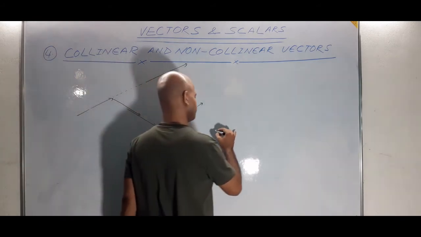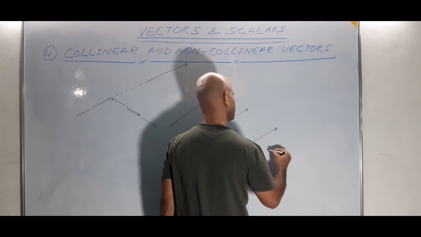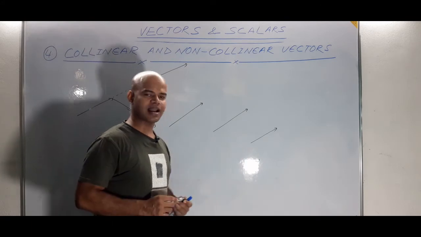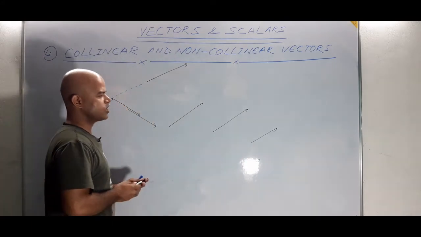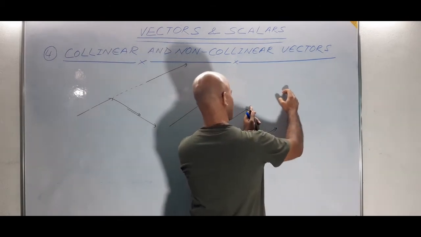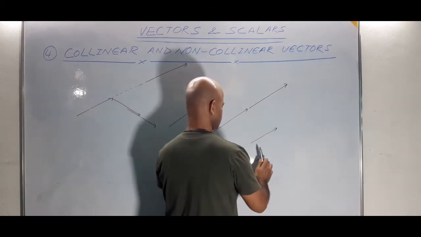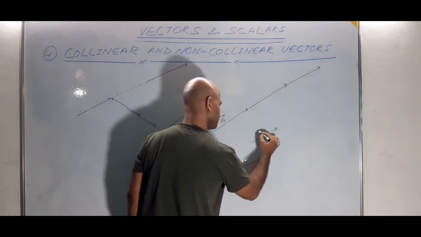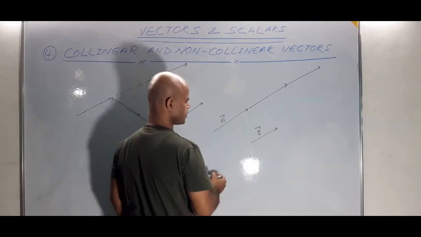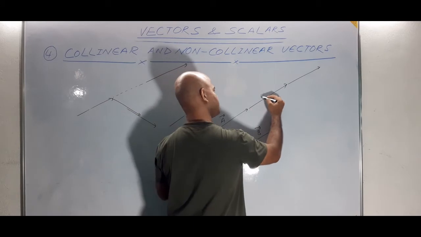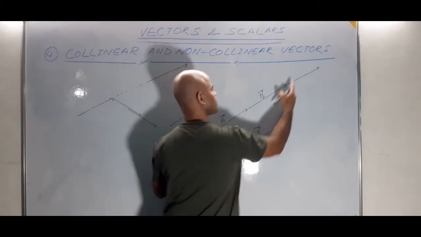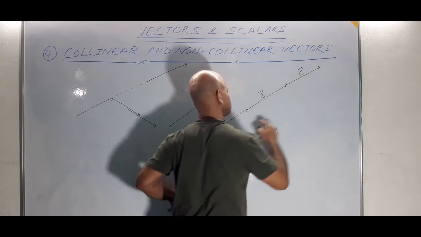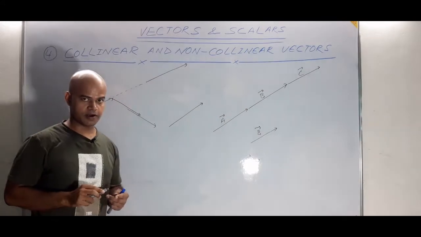Let's look at this example. This is one vector, this is another vector, and this is another vector. Assume all of them are parallel. Are they collinear? Yes, they are collinear, because this can be brought here by parallel shifting, and this can be brought here by parallel shifting. Let me call this A vector, this is B vector, this is C vector. A vector is already here, B vector I have placed here by parallel shifting, and C vector I have placed here by parallel shifting. All these three vectors lie along the same line, so these three vectors will be called collinear, right?